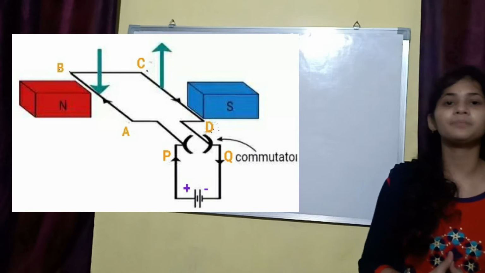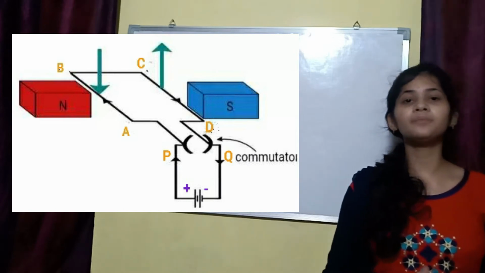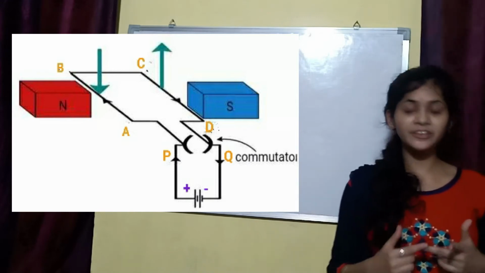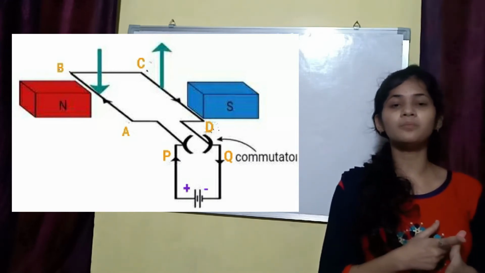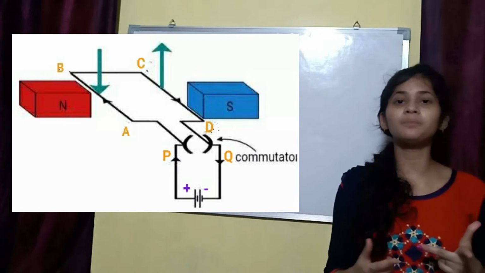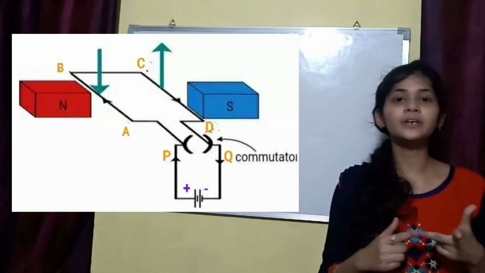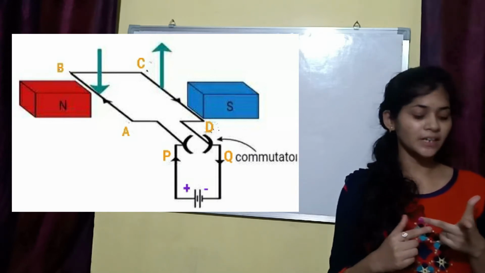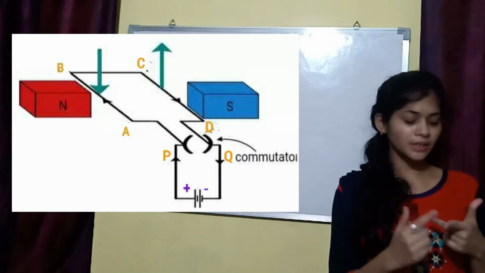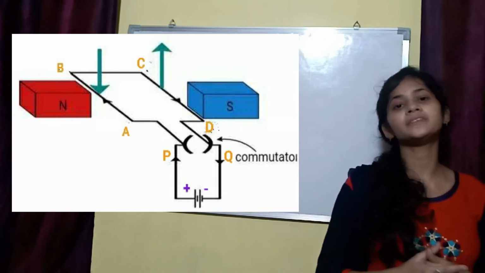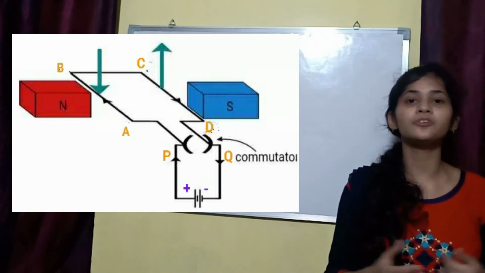What is Fleming's left hand rule? According to Fleming, when the middle finger, forefinger and thumb are arranged in mutually perpendicular directions, then the middle finger will give the direction of current, the forefinger will give the direction of magnetic field, and the thumb will represent the direction of magnetic force.